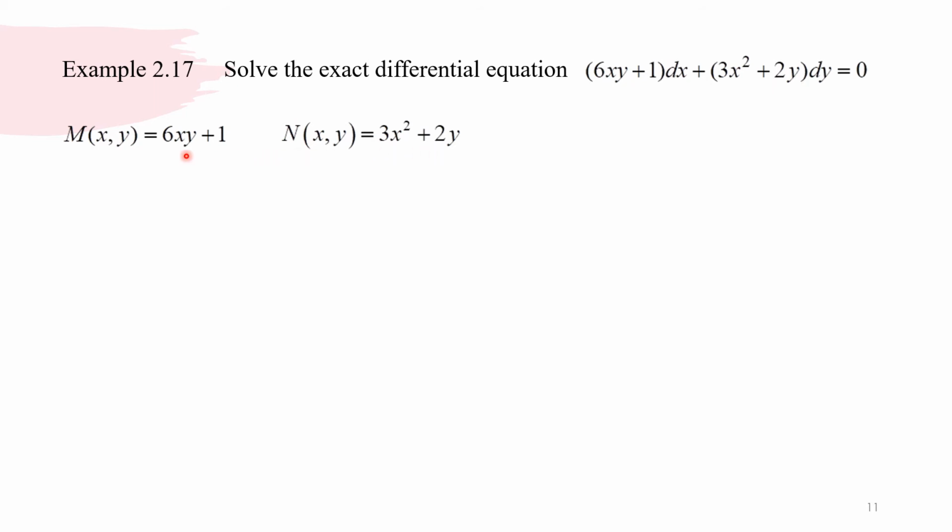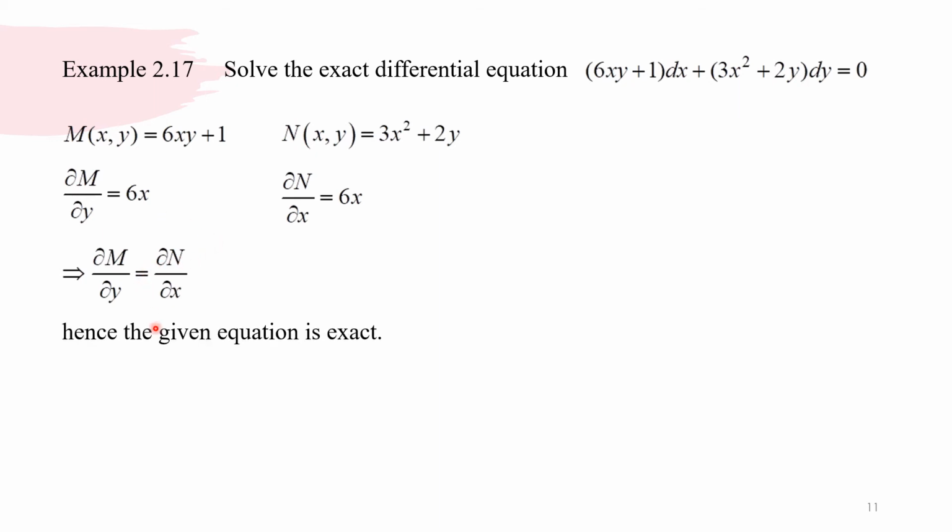Now let us test for exactness. Find del m del y and del n del x. Both of them are equal to 6x. Since del m del y is equal to del n del x, the given equation is said to be exact. Now we know that the equation is exact, let us solve the exact equation by performing the following steps.